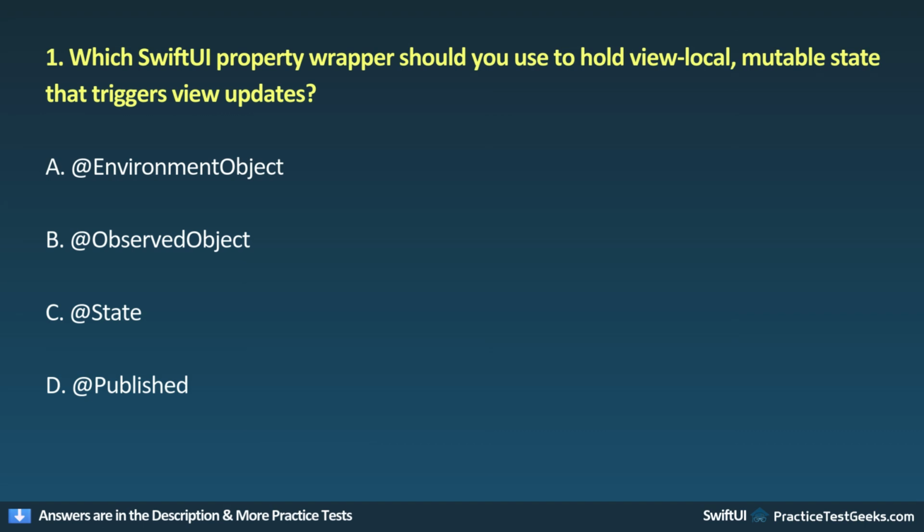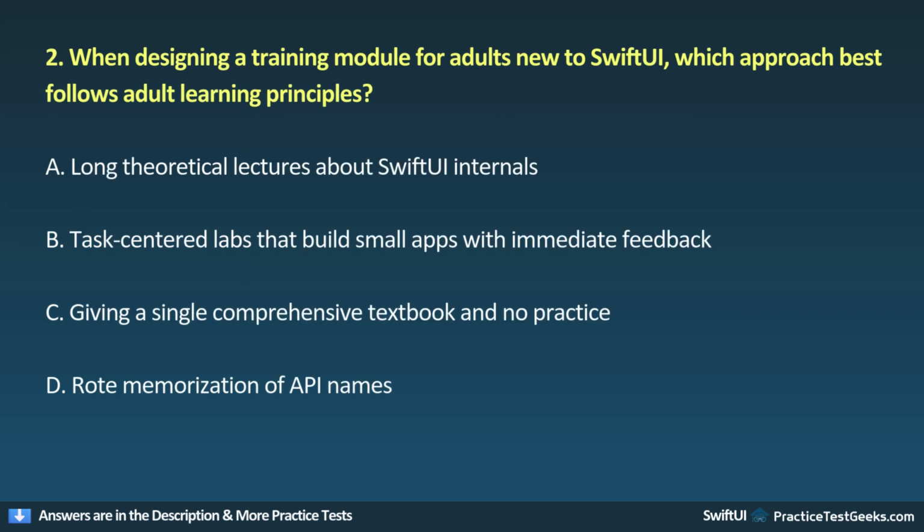1. Which SwiftUI property wrapper should you use to hold view local mutable state that triggers view updates? A. @EnvironmentObject. B. @ObservedObject. C. @State. D. @Published.